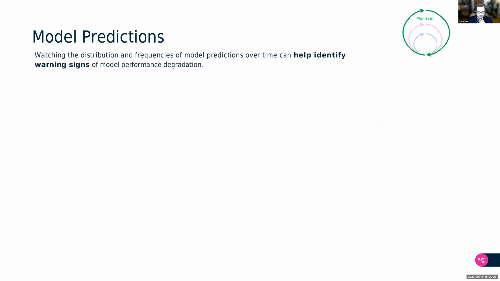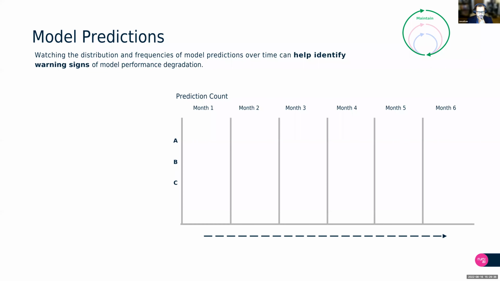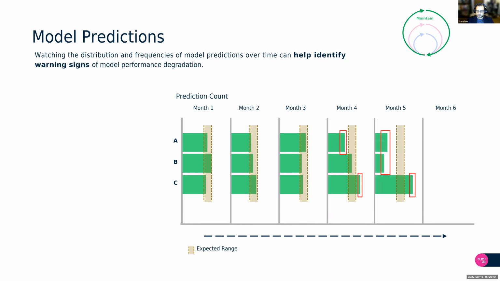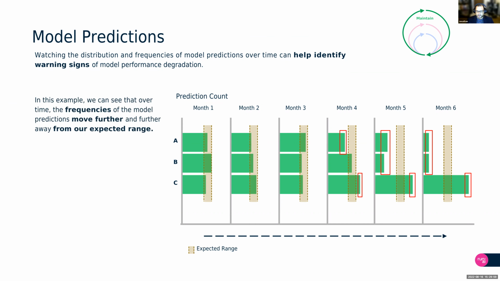One of the things that we can watch is our model predictions over time, and they can help identify warning signs of performance degradation. So for example, if we've got a model that predicts A, B, or C, and we also know the expected frequency of each of these predictions, we can monitor these over several months or weeks or any time frame that you'd like. And in this particular case, we see that in month 4, these expected ranges are breached, and this pattern continues as the months continue. And so this would be a red flag to go back and check our model, see if anything is wrong.